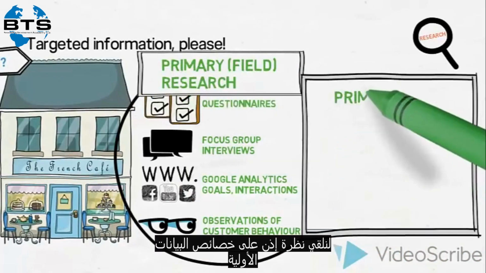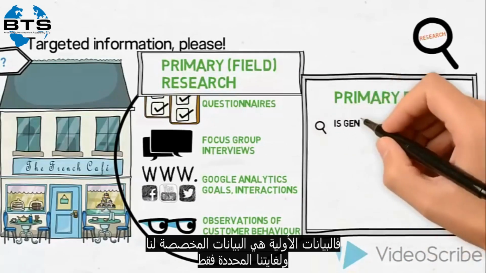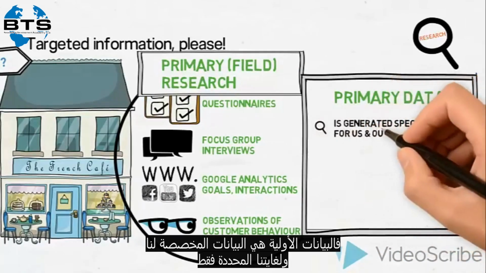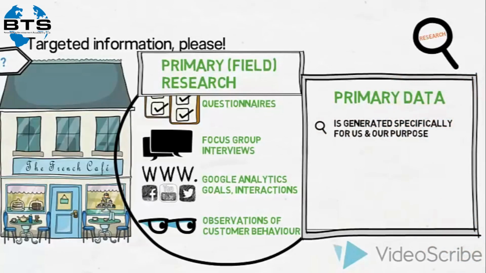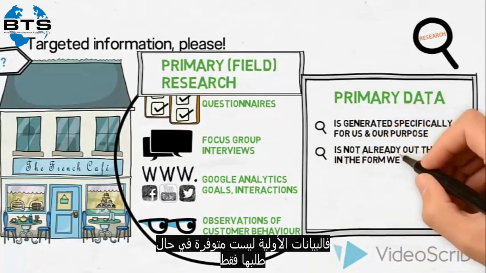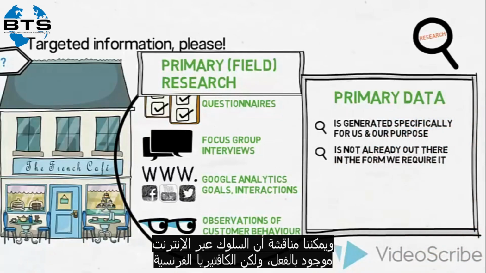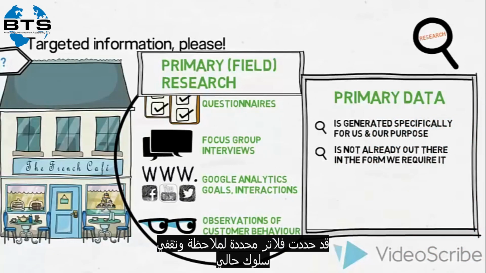So let us take a look at what characterizes primary data. Primary data is generated specifically for us and for our specific purpose. Primary data is not already out there in the form that we require it. We could argue that the online behavioral data already exists, but the French Cafe is now setting up specific filters to track and show an exact behavior.